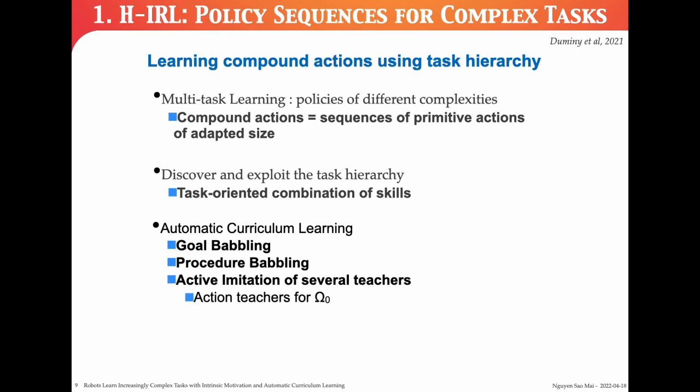In the setup, we have an action teacher for the most simple task, omega 0, which is controlling the end effector. So the teacher is showing the policies, the policy parameters for that. And we also have procedural teachers who only show how to decompose different tasks: the task to combine different objects and making simple sounds. And for the last task, which is making complex sounds, we don't provide teachers. So we will see how the robot can learn by itself for the most difficult task.